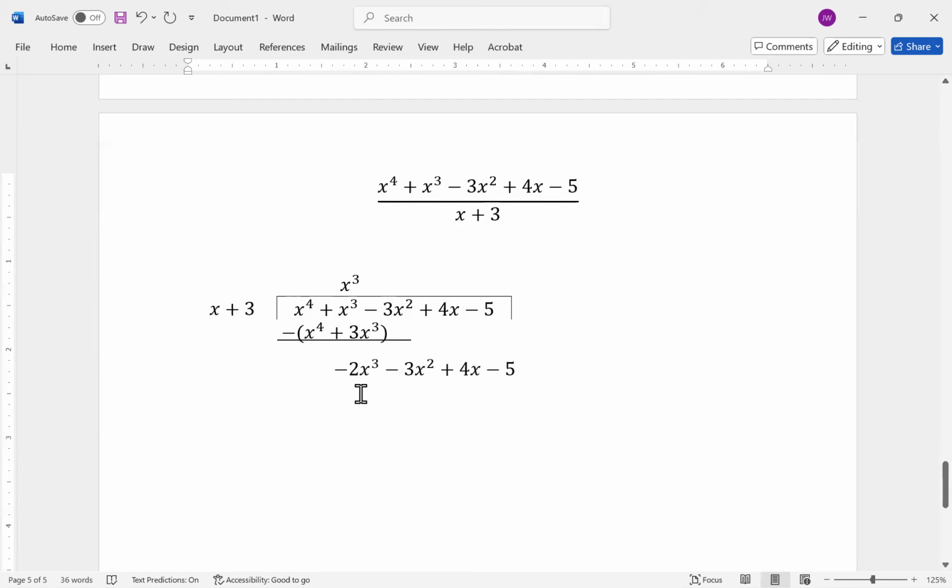What do I need to multiply x by to get negative 2x to the third? Well, the thing I need to multiply by is going to be, whoops, I should put it up here first, a minus 2x squared. Once I multiply by minus 2x squared, I get negative 2x to the third minus 6x squared. And then I put parentheses around all of that and subtract.